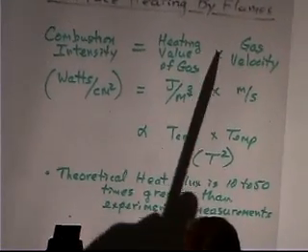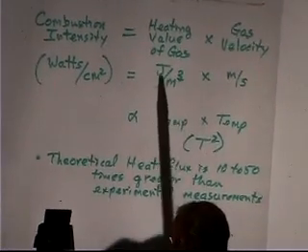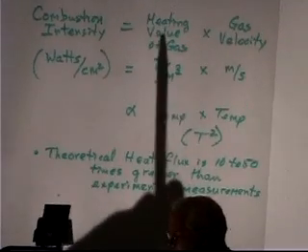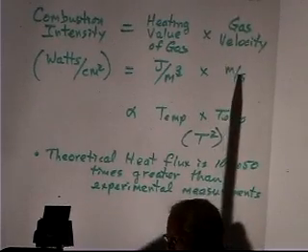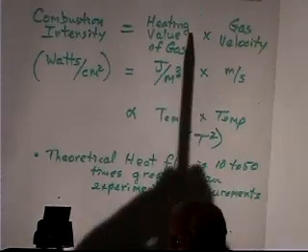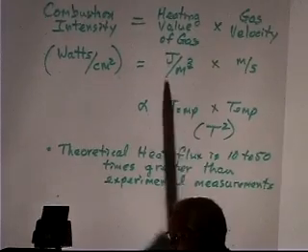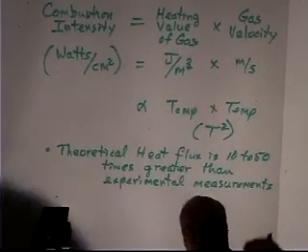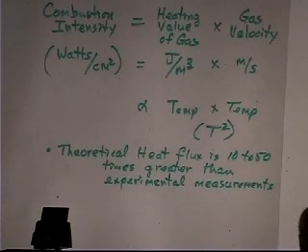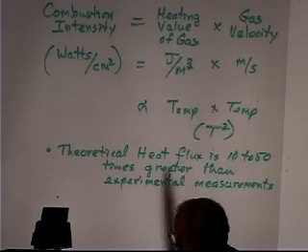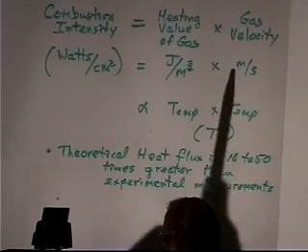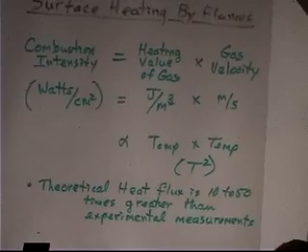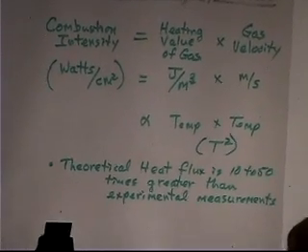So the combustion intensity is equal to the heating value of the gas, which has units of joules per cubic meter of gas that you're burning. So that's joules per unit volume, times the gas velocity in meters per second. Well, it turns out the heating value of the gas has got to be proportional to the temperature at which the gas burns. That's not too hard to guess. If the gas burns at a higher temperature, then obviously it's going to be able to supply more heat. There's a bigger delta T. And the gas velocity in meters per second is directly proportional to the temperature, because the gas velocity is basically just created by the PDV, the increase in volume.